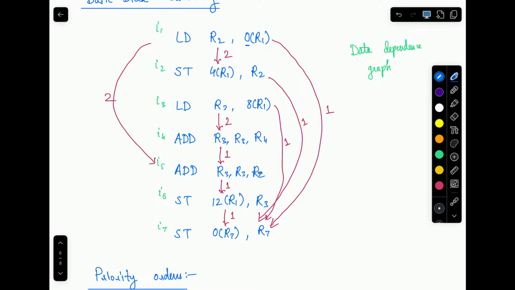So most compilers work with this kind of algorithm instead of doing something which is more complex, which requires a lot of computation before deciding the best schedule. Okay, any questions?